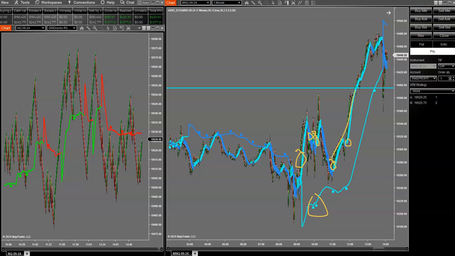Then we had a big dip pullback, another add if you wanted it. And regardless, you were done. If you didn't get done in that push there, you were definitely done. Even if you didn't take another add and you stayed in, you were probably done somewhere in here. So again, very simple. You turn it on. It's fully automated. It runs.